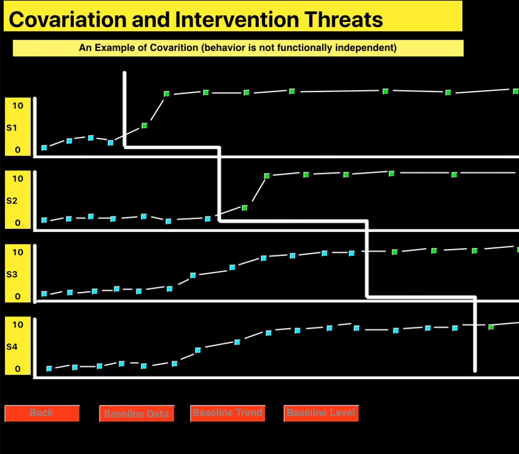So this means this design does not demonstrate a good functional relationship between the independent variable and the dependent variable. The independent variable is not responsible for the change in the dependent variable because in tiers 3 and 4 we did not have totally stabilized baseline data. The data started to move in a therapeutic direction. So that threat is referred to as covariation.